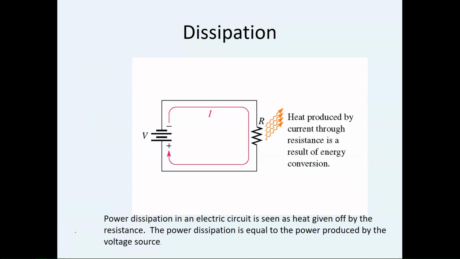What is happening when that happens is what's called dissipation. This is heat that's produced through resistance and gives an energy conversion. So we go from basically almost kinetic energy to heat energy. Power dissipation is giving off heat, and the heat dissipation and power dissipation are equal to the power produced by your voltage source. So what your voltage pushes is the amount of power that this thing will allow it to work with.